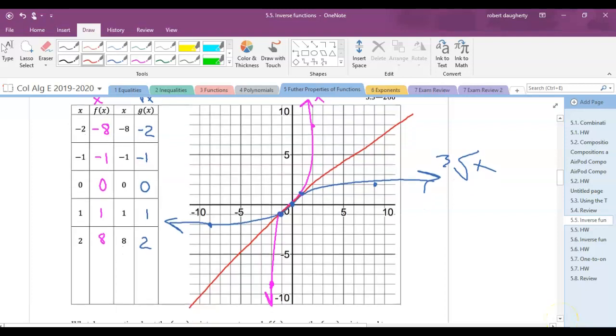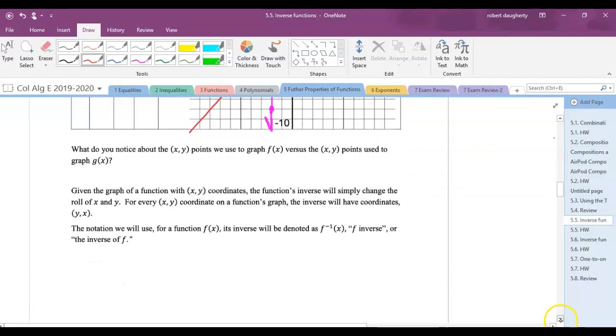Look at these points, negative 2, negative 8. The inverse has what corresponding point? Negative 8, negative 2. To get from here to here, you just flip the values. So that's what it means to have an inverse graphically. X and y have changed roles.